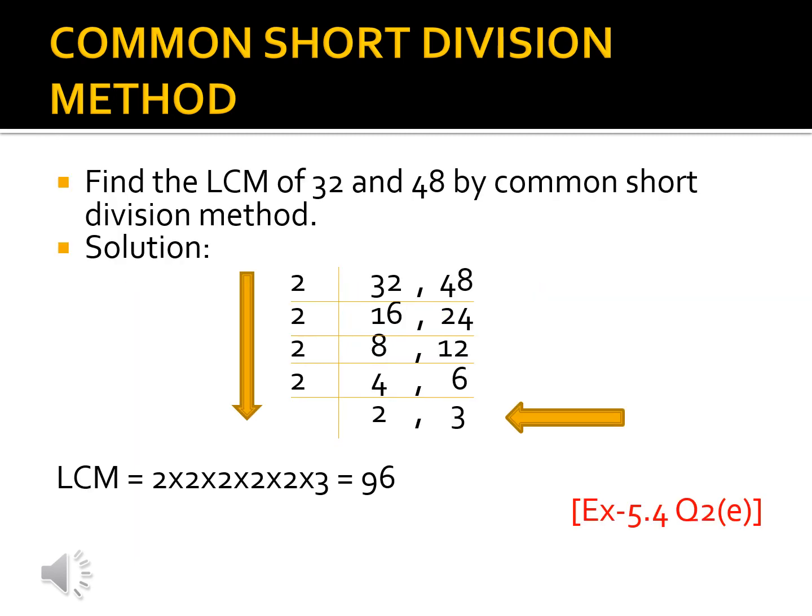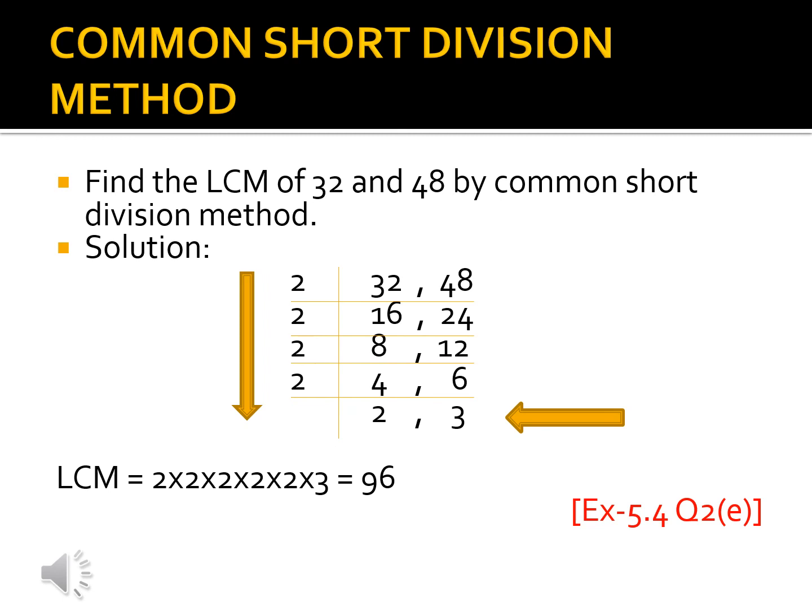Find the LCM of 32 and 48 by the common short division method. So, we have two numbers, 32 and 48. We have already done the common short division method in HCF. Here again, we have to select a common prime factor which divides both 32 and 48. Such a common prime factor is 2. So, 2 divides 32 and 48 both, and I get quotients 16 and 24.